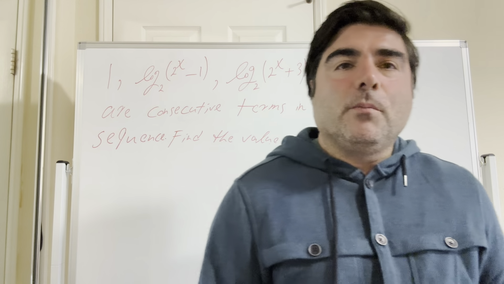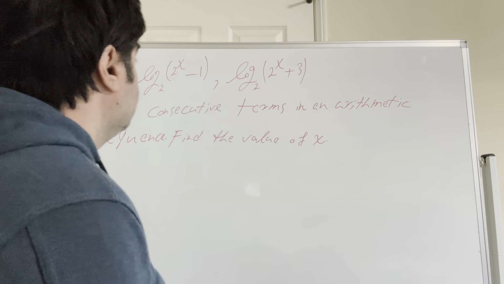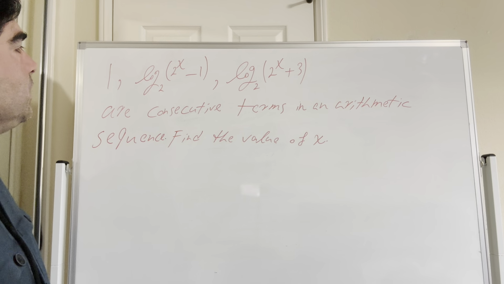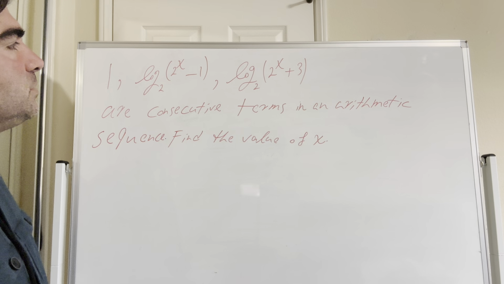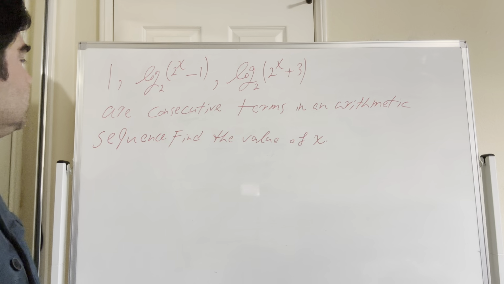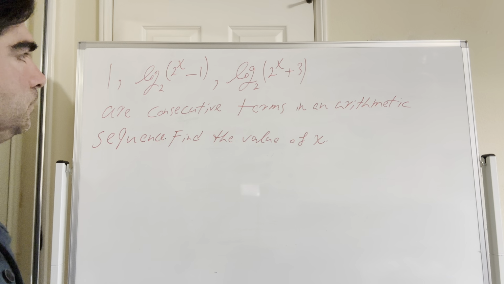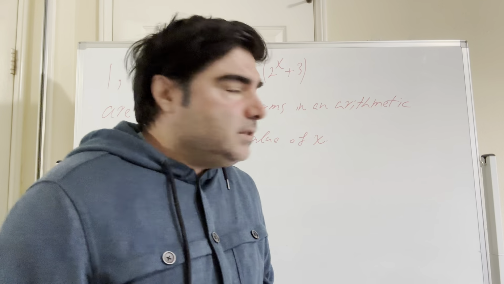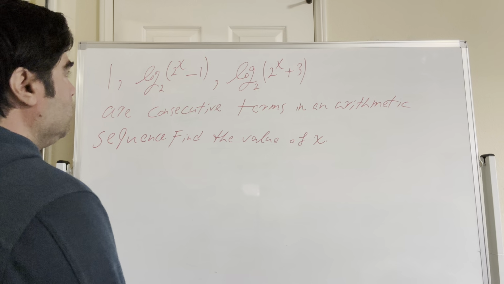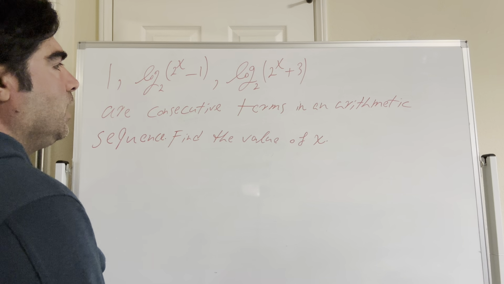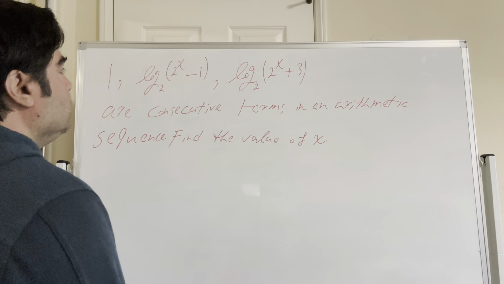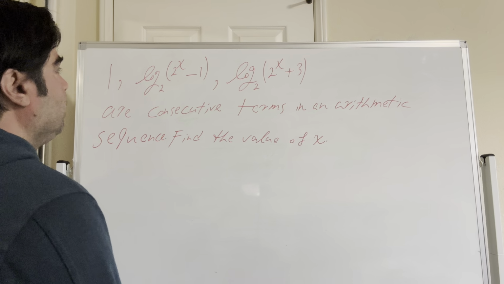I have another fun math problem with you guys. It says log of 2 to the power of x minus 1 in the base of 2 and log of 2 to the power of x plus 3 in the base of 2 are consecutive terms in an arithmetic sequence. Find the value of x. So it's giving us a hint here. Since these are consecutive terms in an arithmetic sequence, we know that their common difference is going to be the same between two consecutive numbers.